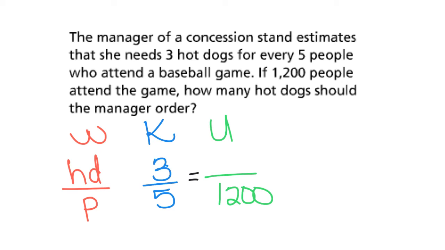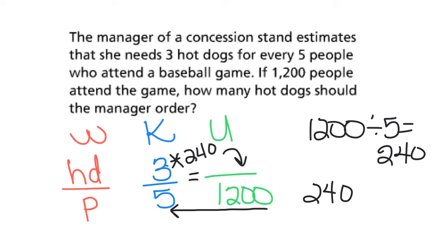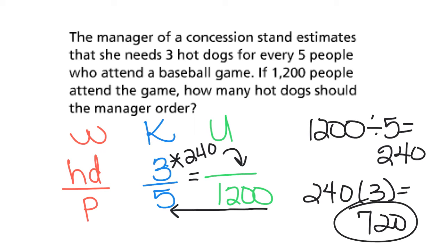But as I look through this one, I can see that 1,200 to 5. Well, 1,200 divided by 5 would give me the number that I'm multiplying by. And in this problem, 1,200 divided by 5 is 240. I can use that number to multiply to the 3 to get my answer. And 240 times 3 is 720. So this person should order 720 hot dogs.